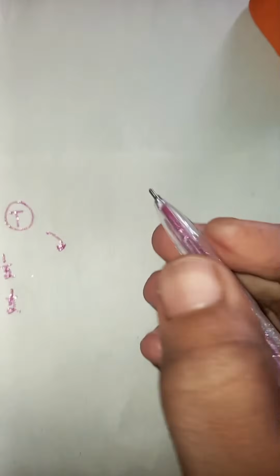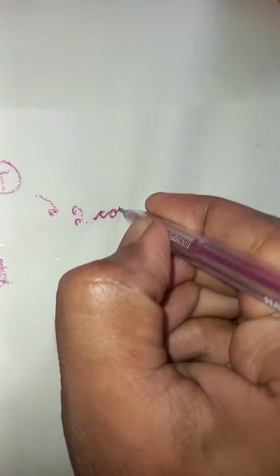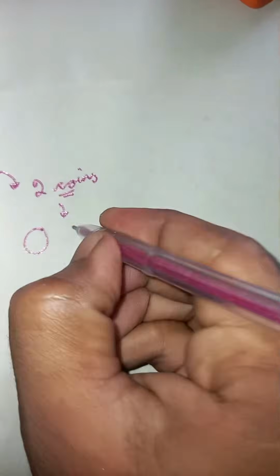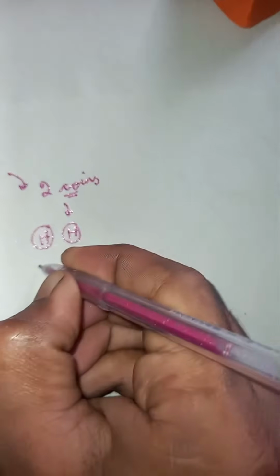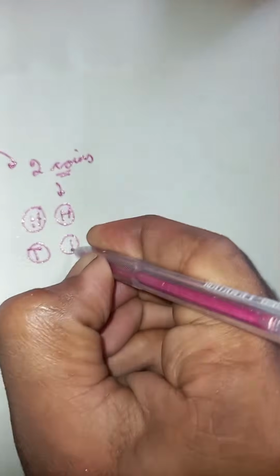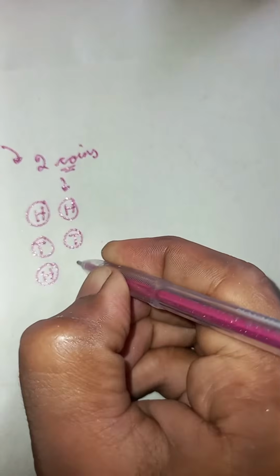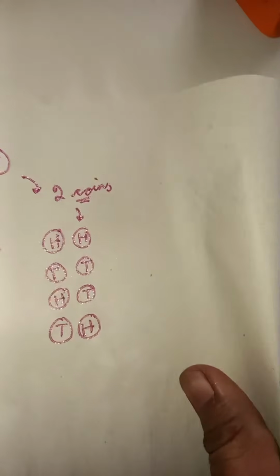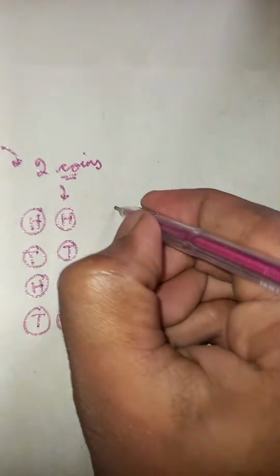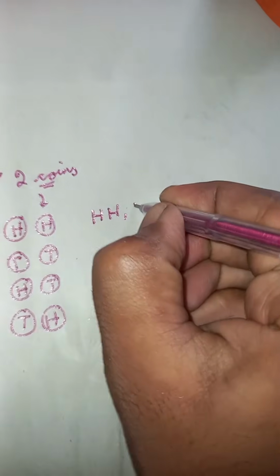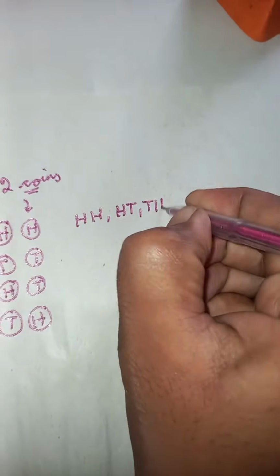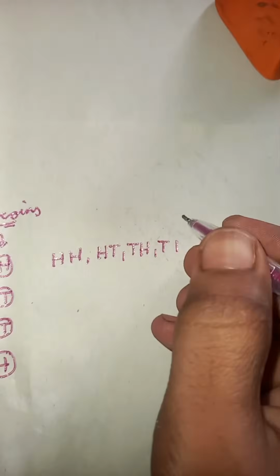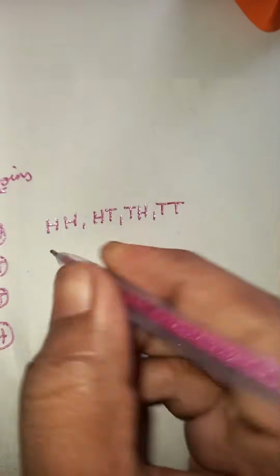When you flip two coins, there are four different possibilities. Both coins can get head and head, or both coins get tail and tail, or the first coin can get head and the second tail, or the first coin can get tail and the second head. So there are four possibilities here: head-head, tail-tail, head-tail, and tail-head. You need to find out the probability of different things.